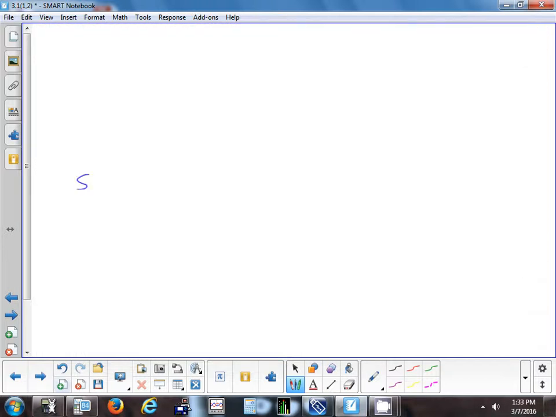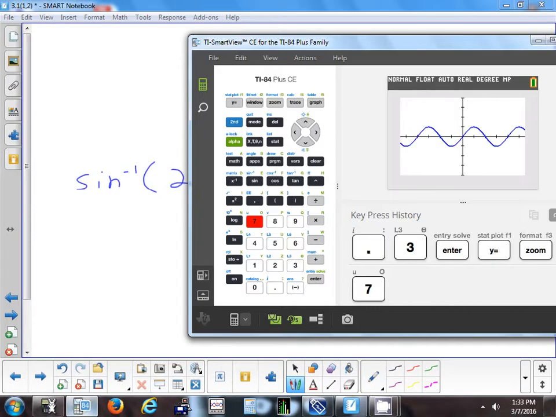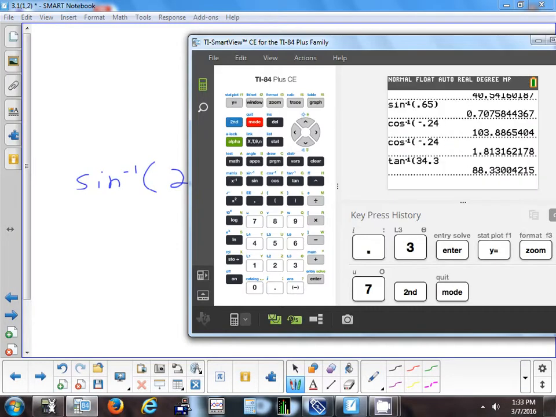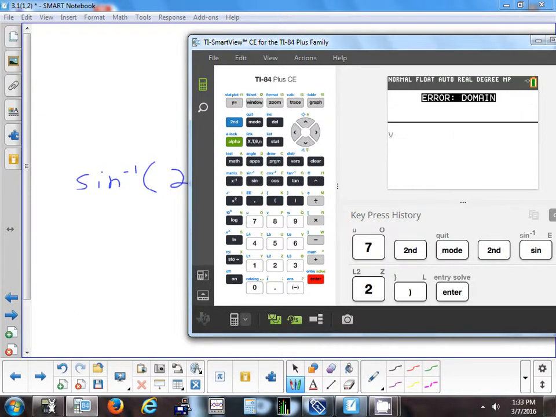Let's try one that isn't. Somebody give me a number that's not between 1 and -1. 2. Right, let's try typing it in and see what happens. Second, inverse sine of 2. Okay, it says error. It says it can't do it.